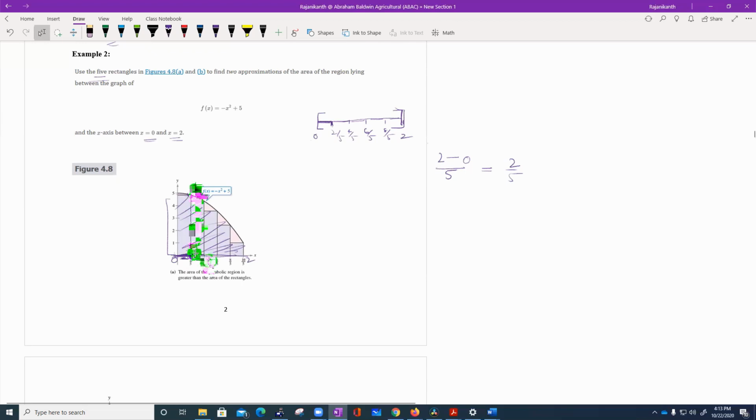So again, take the second rectangle. Now the height of the second rectangle is up to here. So basically for each rectangle, you have to find the function value at the particular x value, right?